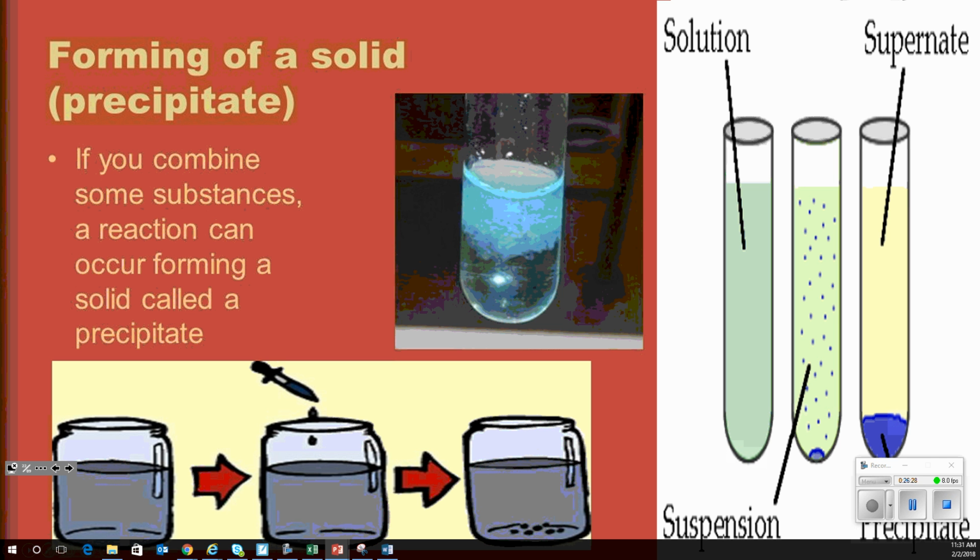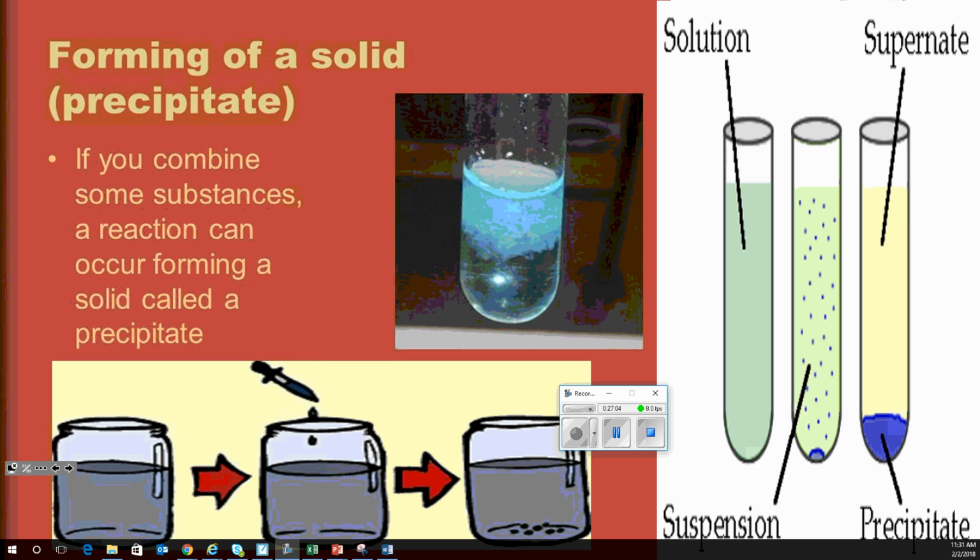Okay, so over here, you've got this diagram on yours. The first one is a solution. The second one would be a suspension, but after time, the suspension would separate. The bottom part is what we call a precipitate. The top part is what we call a supernate. So you need to write down those definitions. The supernate is what's on top, and if you let a suspension settle, oftentimes the supernate will not give a Tyndall effect.